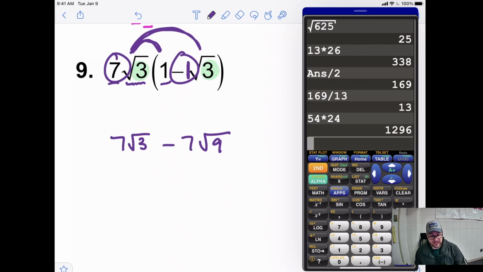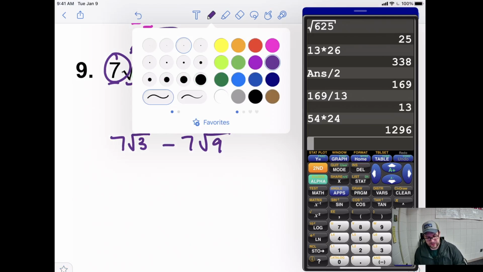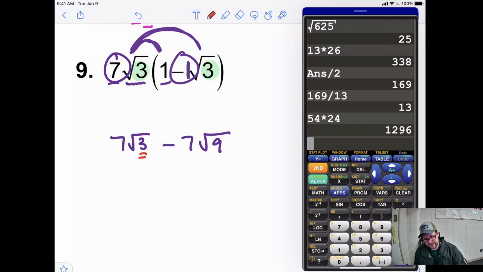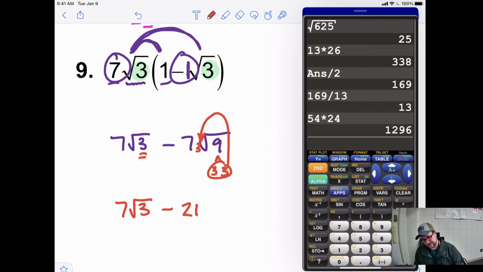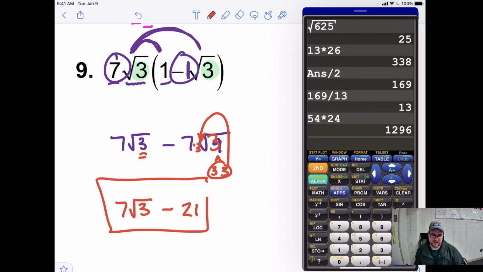Now we just got to look at it and simplify. 3 will not get smaller, but 9 is 3 and 3, and I know that if I have two 3s, I can pull a 3 out. There won't be anything left inside, so I'm going to get 7 square roots of 3 minus 21, because 7 times 3 is 21, right? And the square root of 9 was just 3 if you wanted to think about it that way.